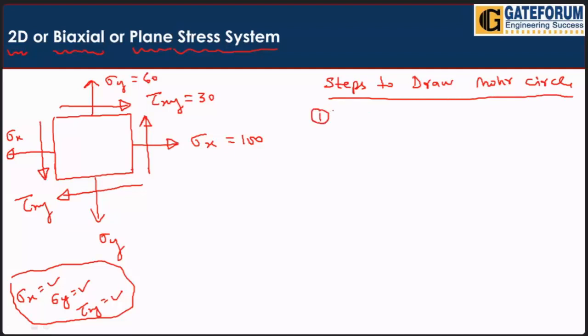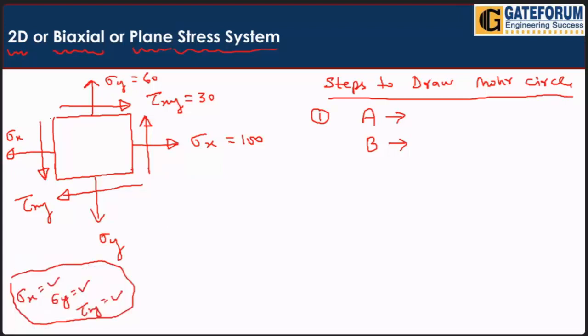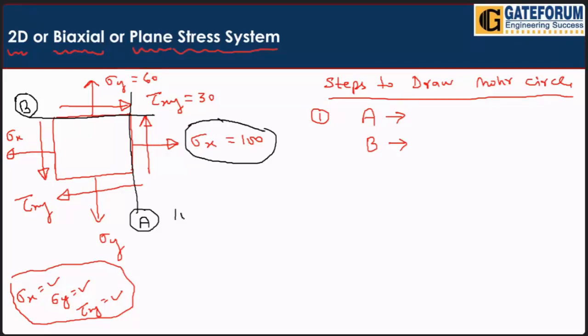Write the coordinates of the two planes, plane A and plane B. Suppose here we have two planes: one is the vertical plane, let's call it A, and the other is the horizontal plane, let's call it B. What is the value of stress on this vertical plane? On this vertical plane we have sigma x, which is 100, so I can write 100 comma, and then the shear value.